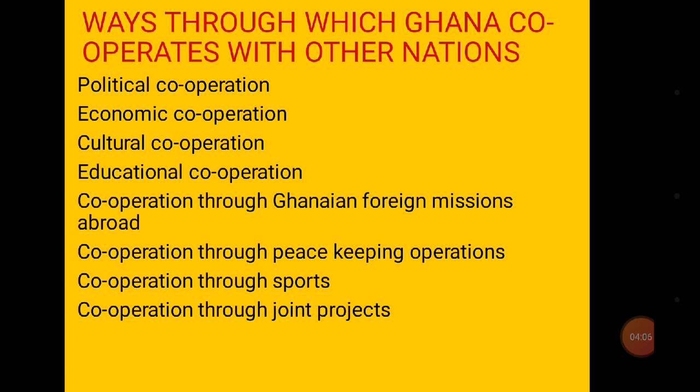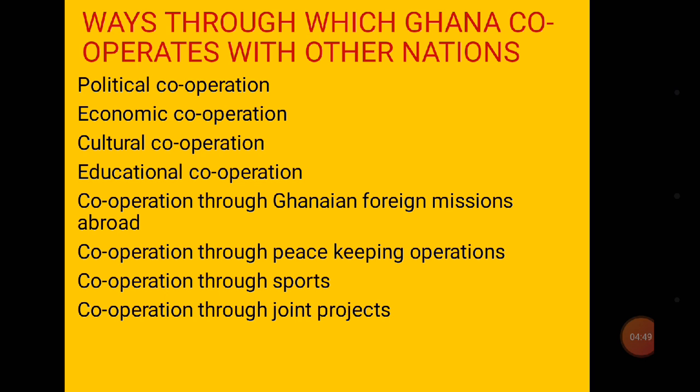Then cultural cooperation: through cultural exchange programs, festivals, and so on, Ghana cooperates with other nations. Then educational cooperation. Ghana cooperates with other nations through education. For example, Ghanaian students are sent to Cuba to study medicine. Other countries also send their students to Ghana to study other courses. And there are policies of transfers within universities among these member countries.